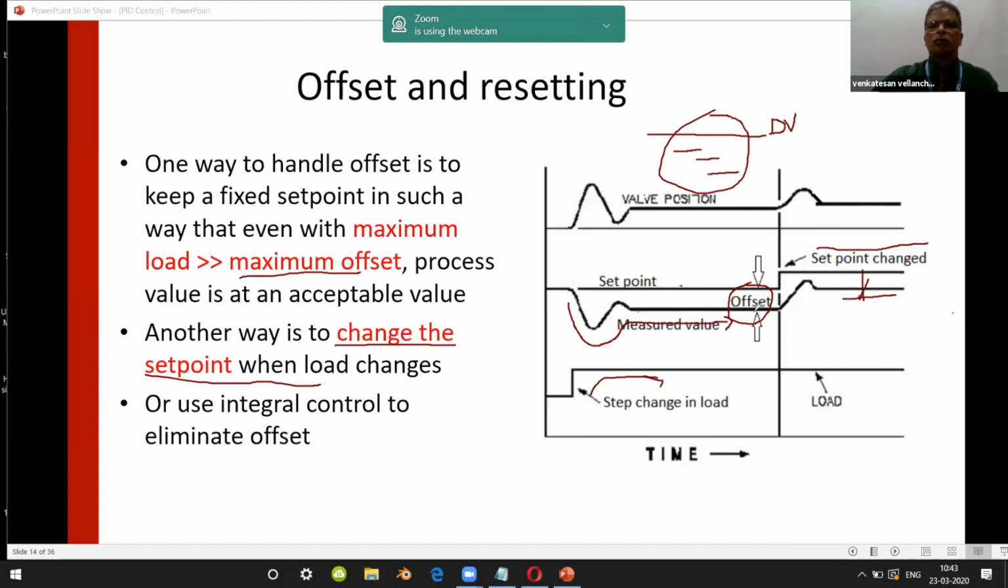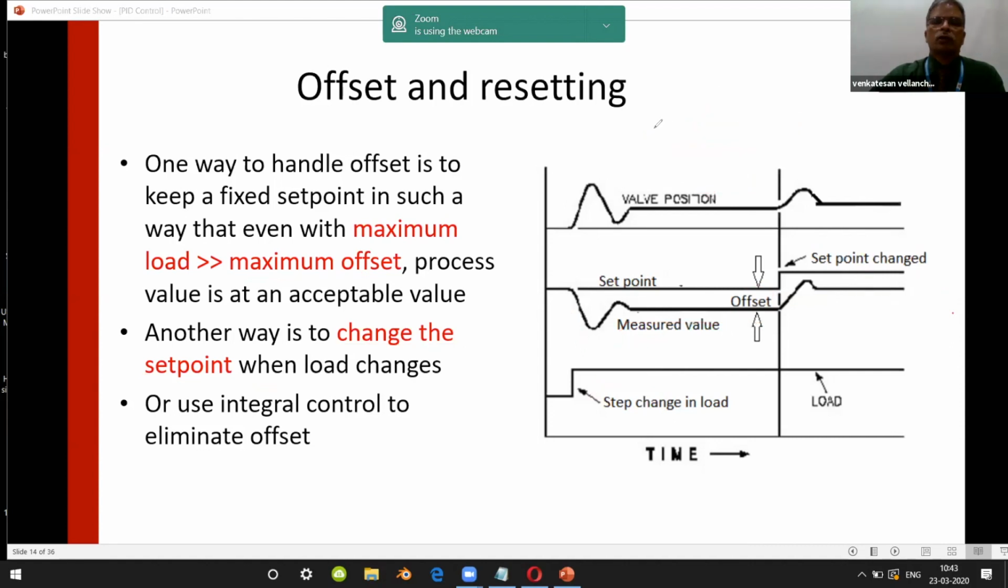Offset is still there, but the water level is where you want it to be. So the issue is proportional control will definitely have this difficulty called offset, but there are different ways of handling it. But if the load change is not predictable, if it keeps on changing frequently, then this method of changing the set point will not work. In that case, it is better to opt for integral control.